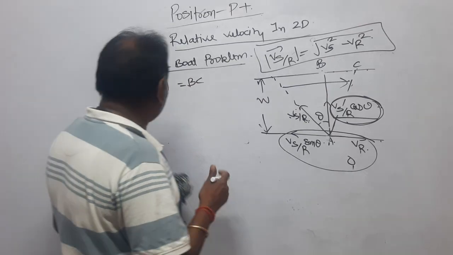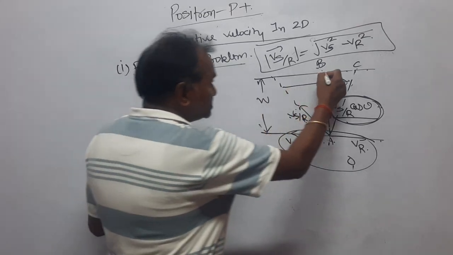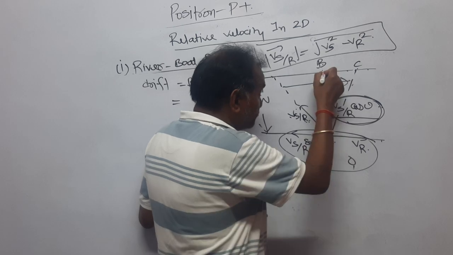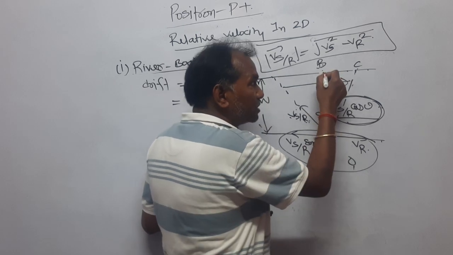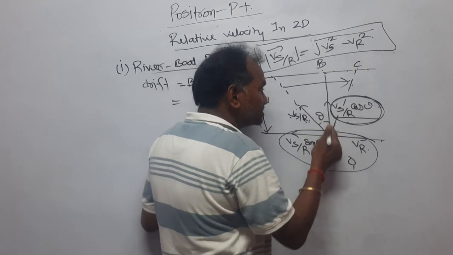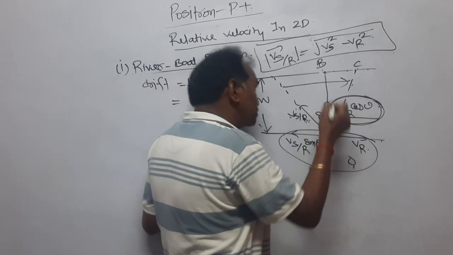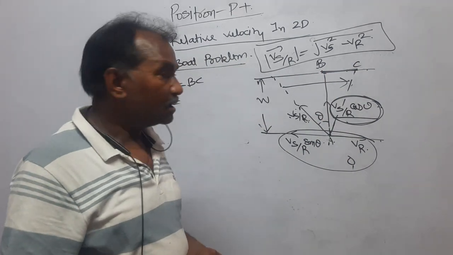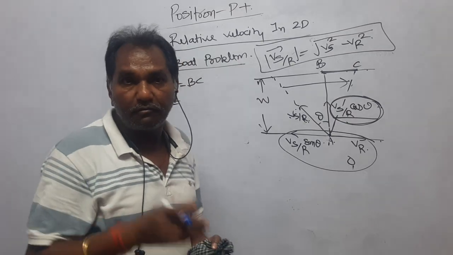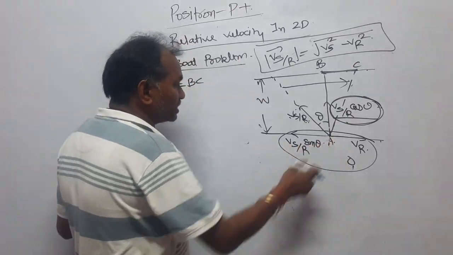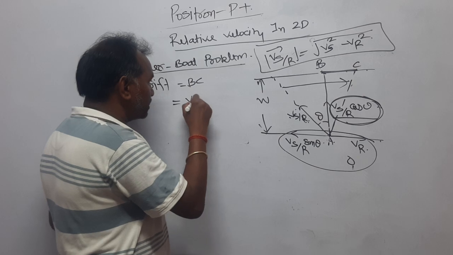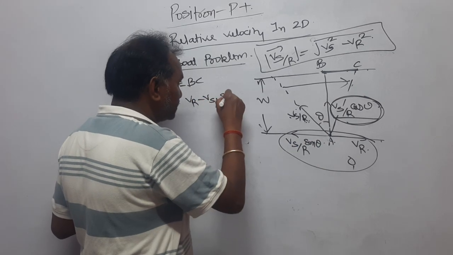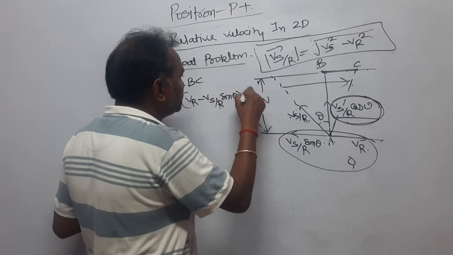So, the drift will be this BC, just from a point opposite to the initial point, right? The horizontal distance from a point opposite to the initial point is called the drift. Now, this drift will be covered because of the horizontal component of velocity. The horizontal component is VSR sin theta, into the time taken.